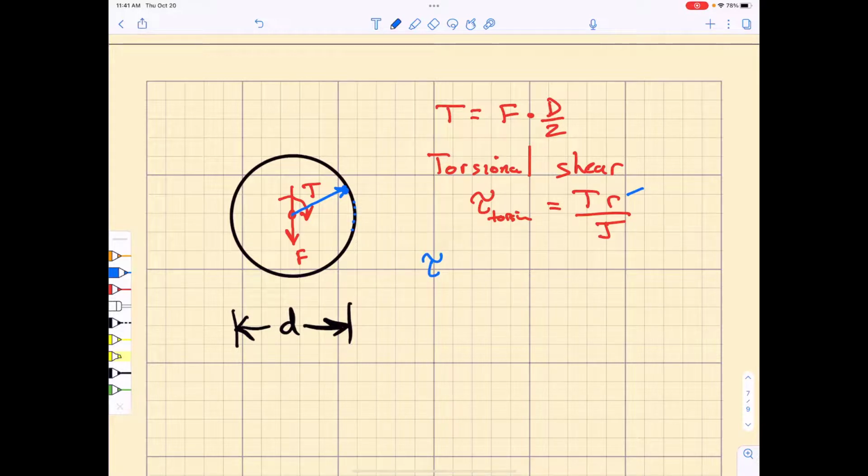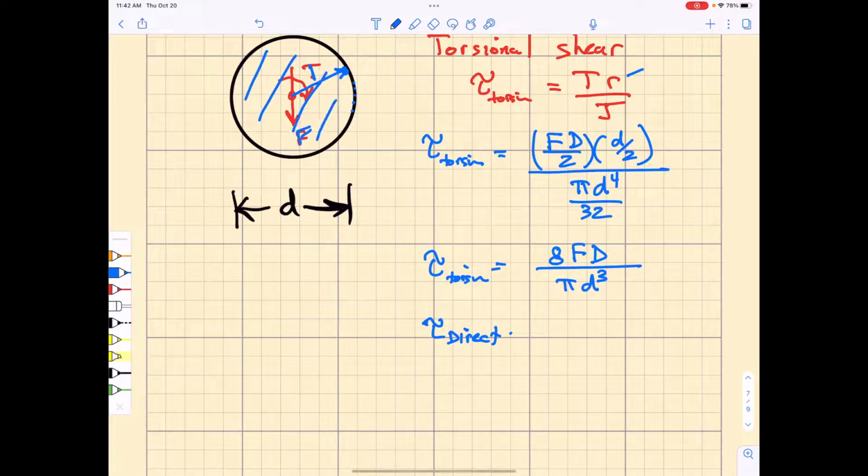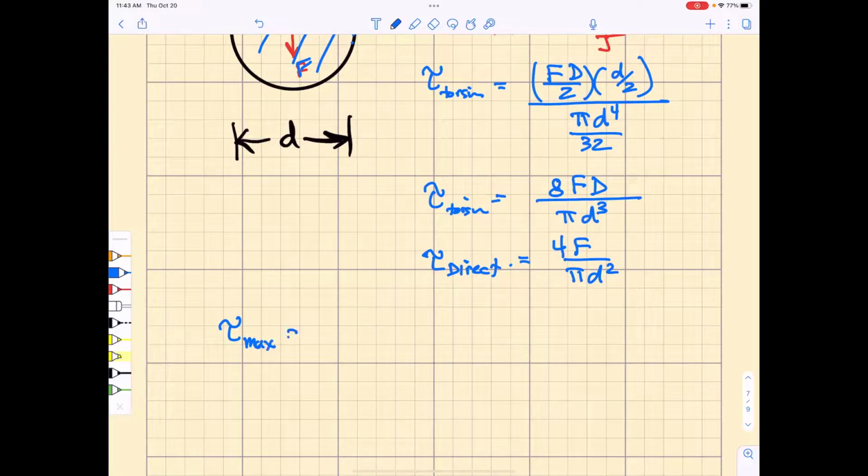And so the torsional shear is just going to be equal to the torque, F D over 2, times the outermost radius, well, that's little d over 2, and that is divided by J, which is the polar moment of inertia, and that is pi d to the 4th over 32. And so the torsional shear is just going to be 8F capital D divided by pi little d cubed. Our direct shear is simply the force F acting over the cross-sectional area of the wire. So that is just F divided by pi d squared over 4. The maximum shear stress, that's all I'm thinking about right now.